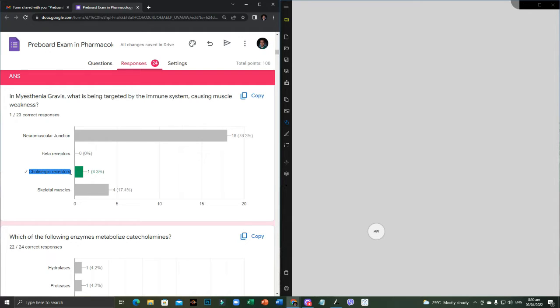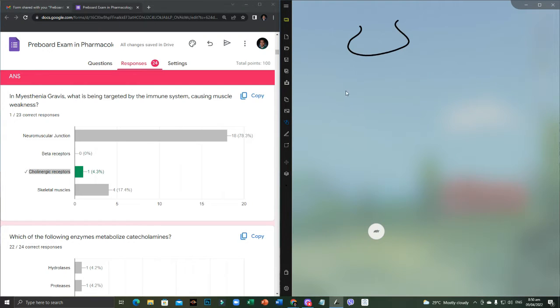Now, majority of you answered neuromuscular junction. Now, you have to remember, class, that the neuromuscular junction, if this is the pre-synapse and here's the post-synapse, this area here, class, this gap between the synapses is called the neuromuscular junction. Okay, that's the junction here. So, kumbaga, it's technically a gap. What's being targeted, class, by the immune system would, of course, be the receptors directly. It would be the receptors within the neuromuscular junction.